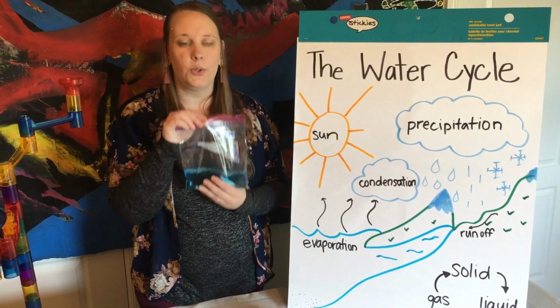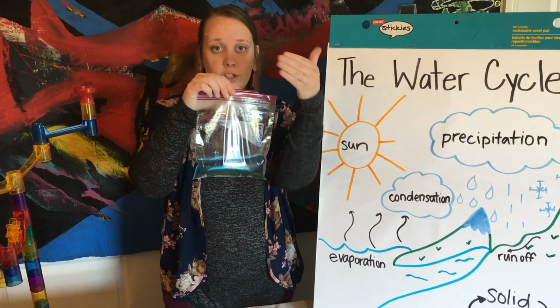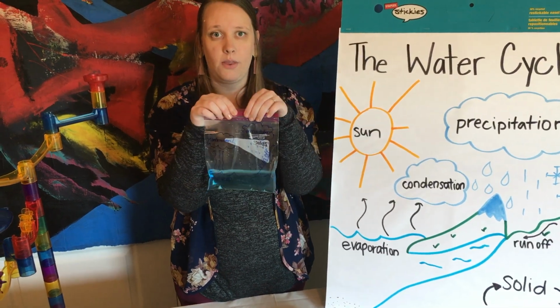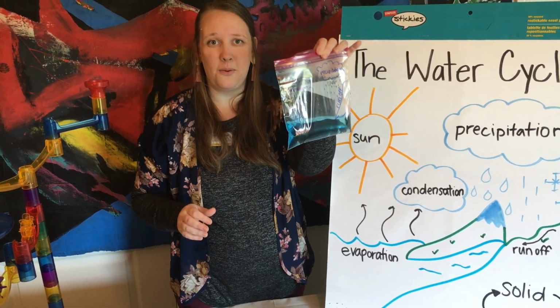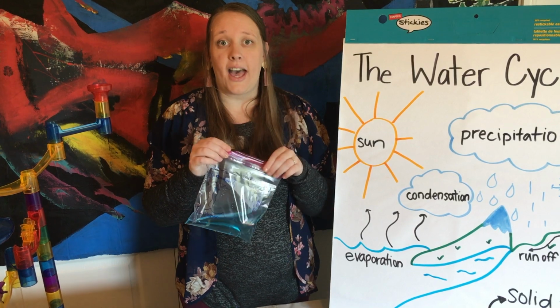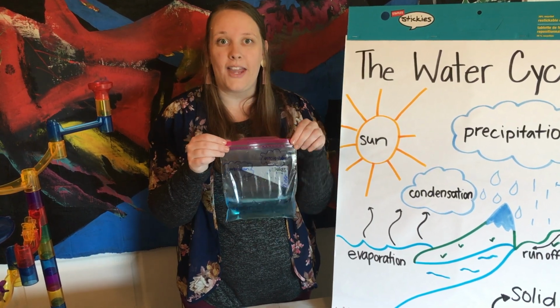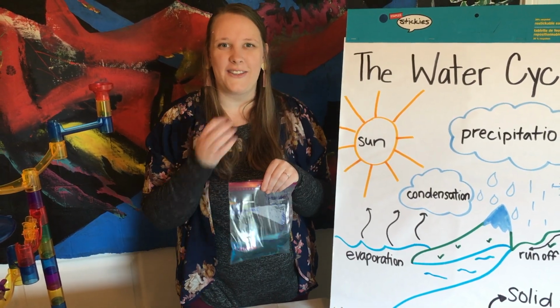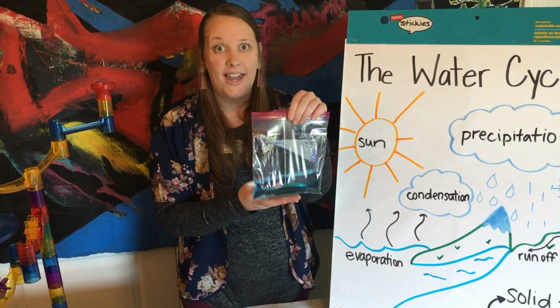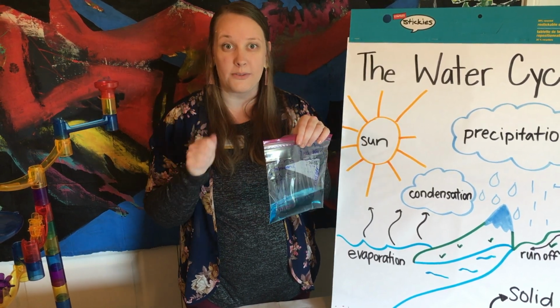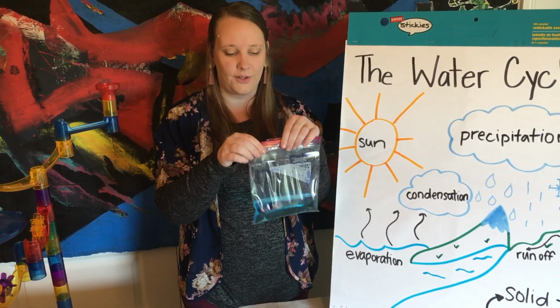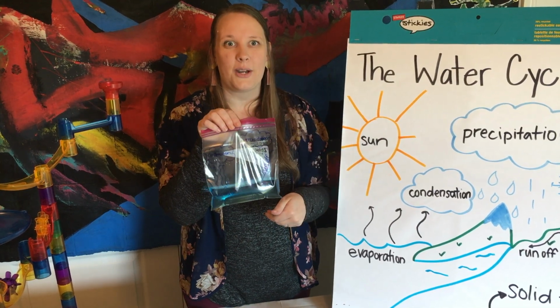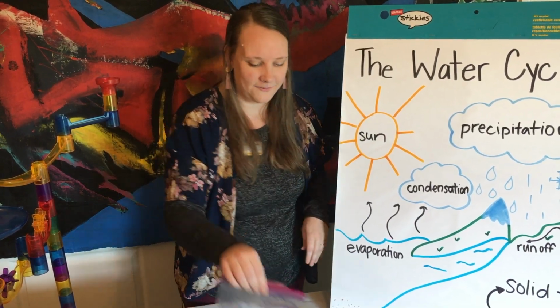So you are going to just draw the water cycle, fill it with water, and then tape it up to a window. And if you do that, I want you to send a picture of it all taped up there to your teacher so that I can see it. And then you can draw your observations. You can go check on it several times a day and see what the water cycle looks like in your own house.